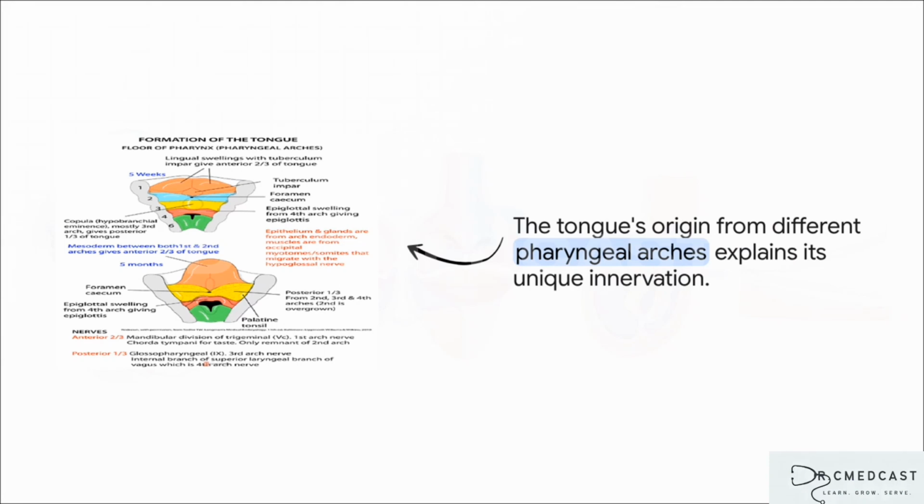Just look at it. Notice how the anterior 2/3 arise from swellings of the first arch, but then the posterior 1/3 comes mainly from the 3rd and 4th arches. This composite origin is exactly why the sensory innervation is so different in the front versus the back of the tongue. The adult anatomy is a direct reflection of its embryological journey.